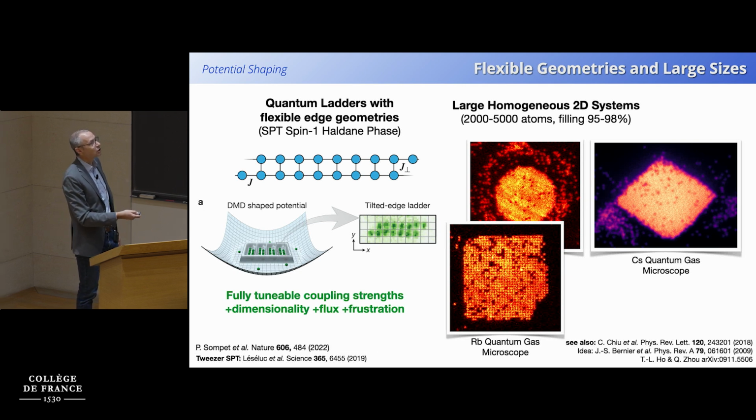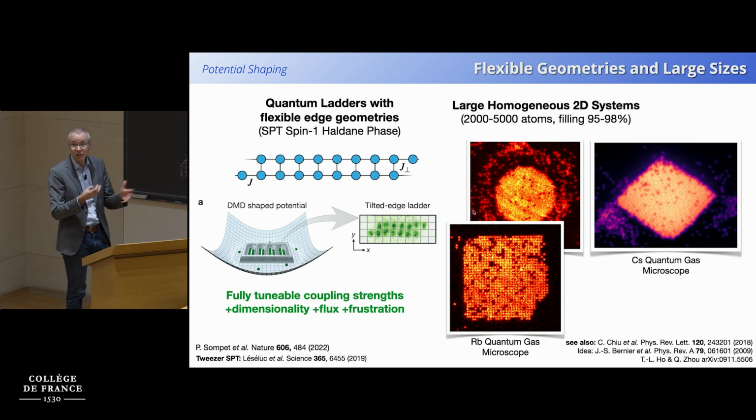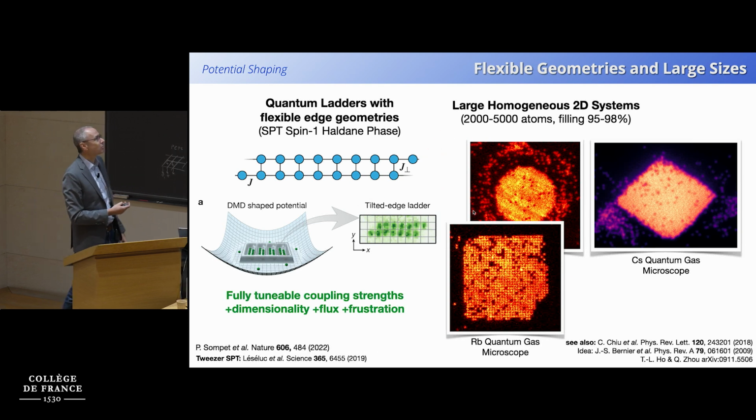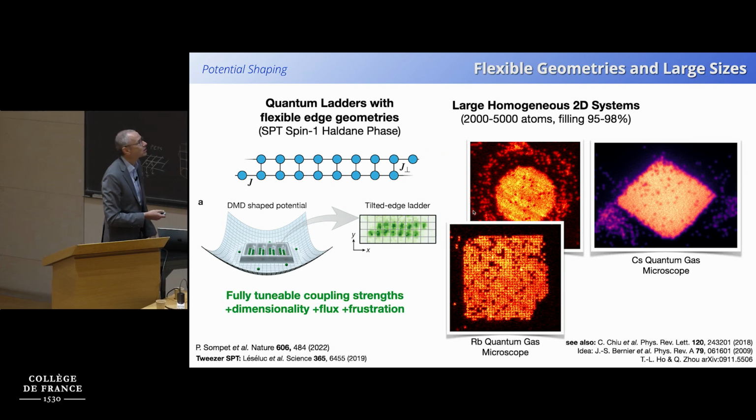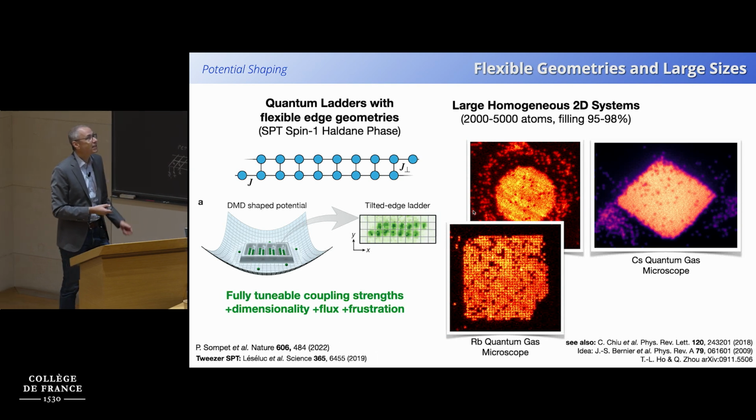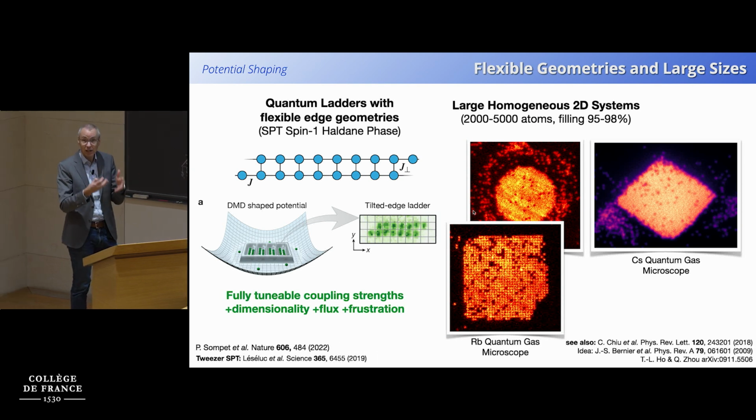We can do this in different geometries, box potentials, so no harmonic traps anymore, square potentials. We can terminate the edges of the system in defined ways, and that often, for example, changes the behavior from topological to non-topological systems. So all of this is basically at our control by just projecting the corresponding light patterns on the atoms. So you can have a lattice created by this optical lattice potential.